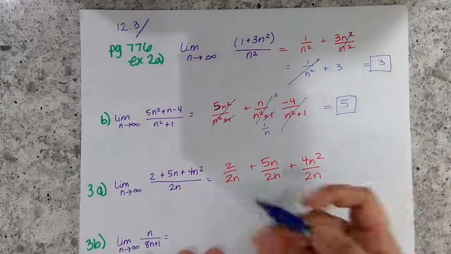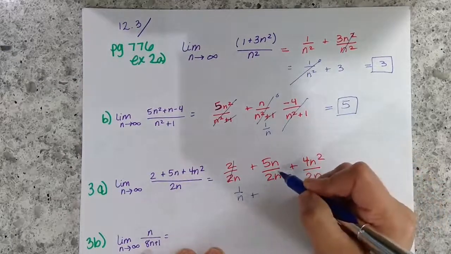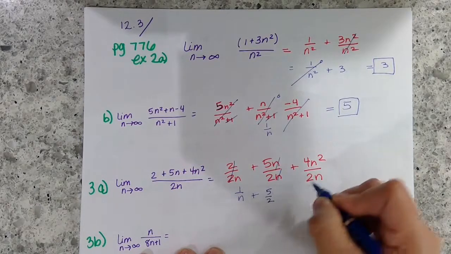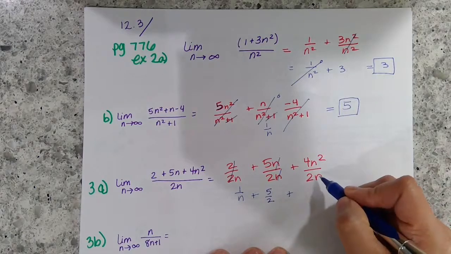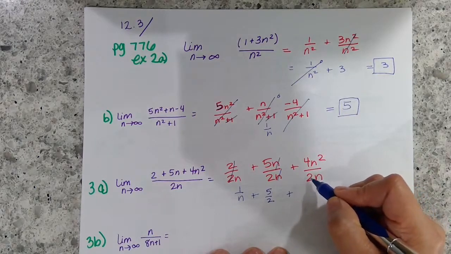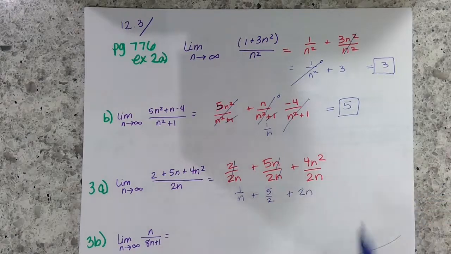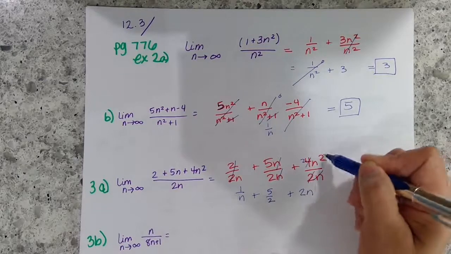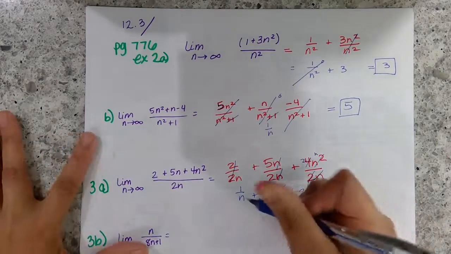Okay, so I'm going to simplify this. This becomes 1 over n. This becomes 5/2. And this becomes, careful with this one, 2n. Okay, so I simplified this. Now, if you look at this, 1 over 1,000,000 is going to be negligible, right? That goes to 0.